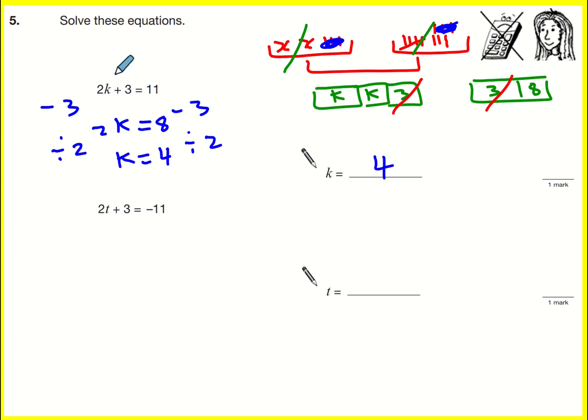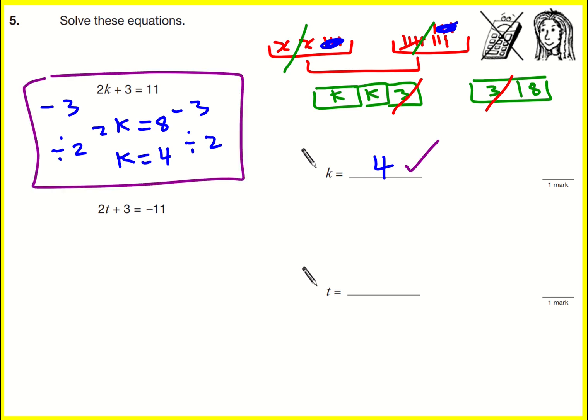The other way you could do it in this particular case, because it's a nice number, is to just try some values of k. So k equals 1 gives us 2 times 1 plus 3 is 5, doesn't work. And then just keep going. So 2 times 4 is 8, plus 3 is 11, that one does work.